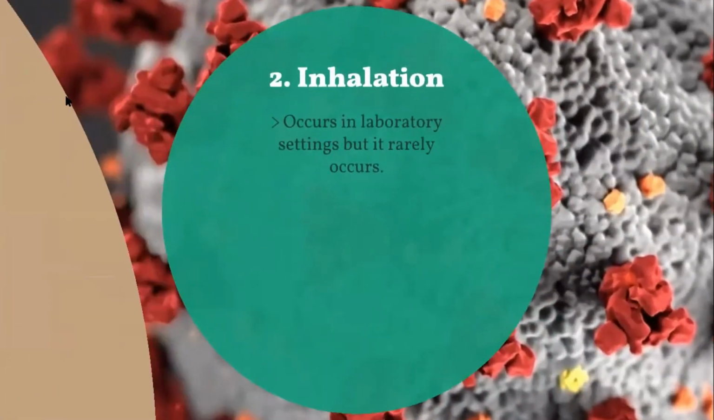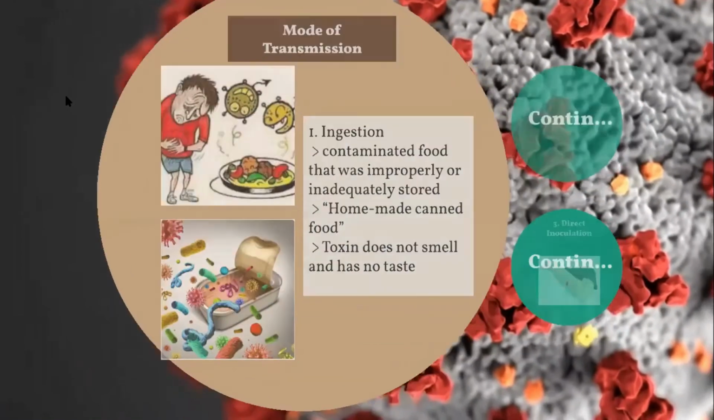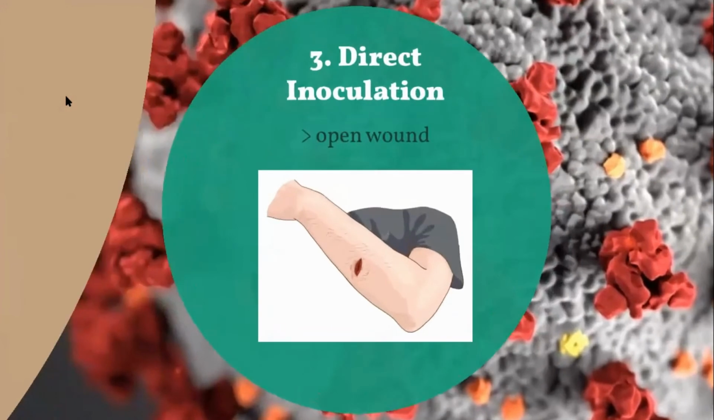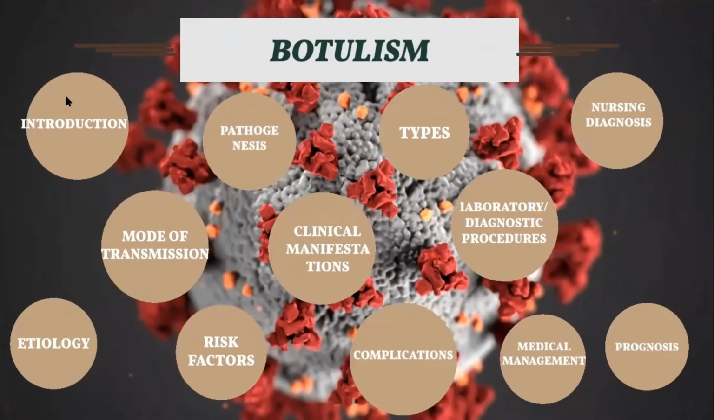Second is through inhalation. It occurs in laboratory settings, but it rarely occurs. The third one is direct inoculation. This is when there is a puncture wound where the spores of the bacteria can enter. Again, it rarely occurs. So that's the mode of transmission of botulism.